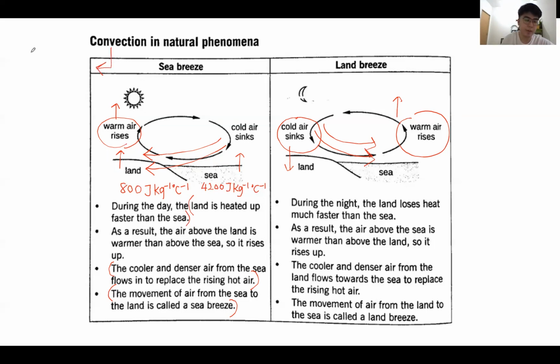So again, what is convection? It is the transfer of heat with the movement. You have to talk about the keyword, movement of particle. Why does it only happen in fluids? Because only fluid particles can move, solids cannot move. So it only happens in gases and water. It is not possible in solids.